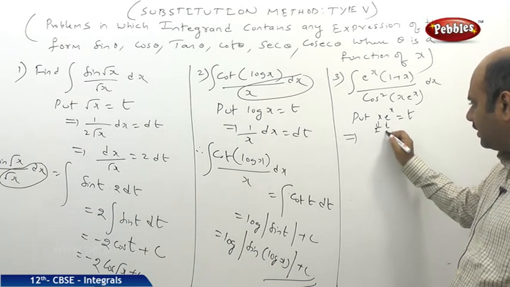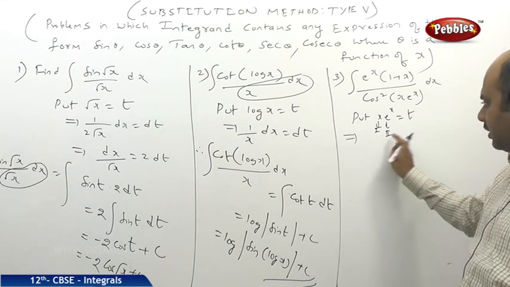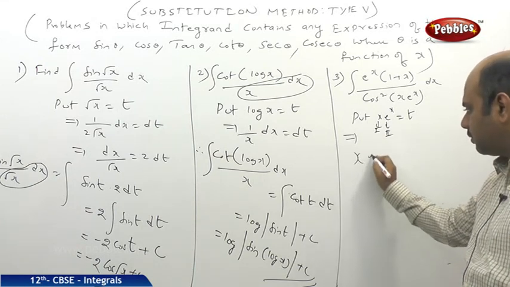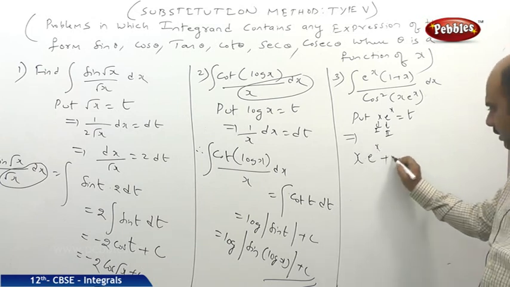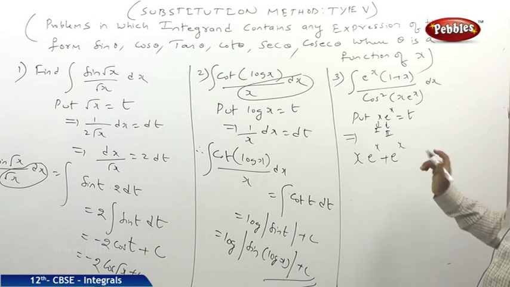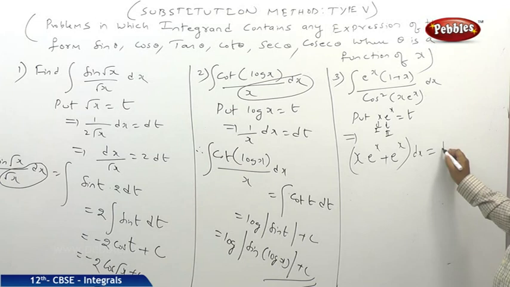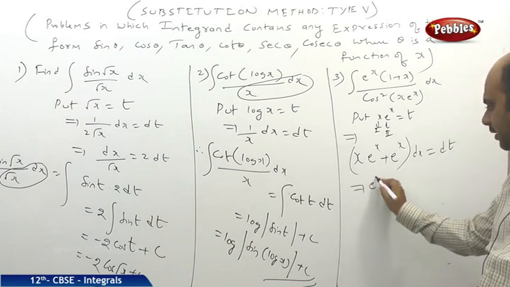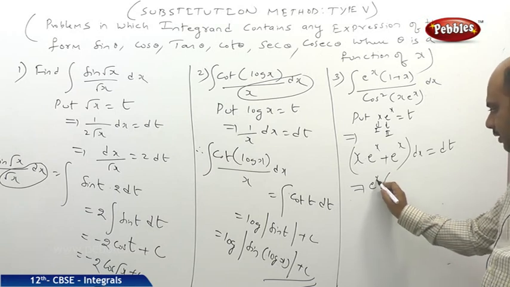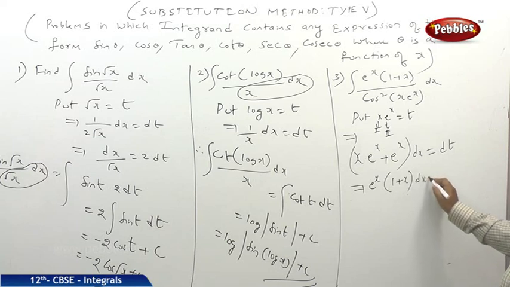In earlier classes we had seen differentiation also. So two functions are there. So 1 into the derivative of the second: x into e power x, because the derivative of e power x is e power x, and e power x into the derivative of x, which is 1, and here there happens to be dx and this will become dt. So finally, if I take e power x as common, that means e power x into (1 plus x) outside, dx becomes dt.